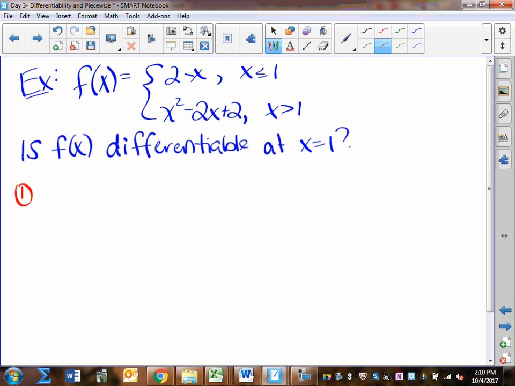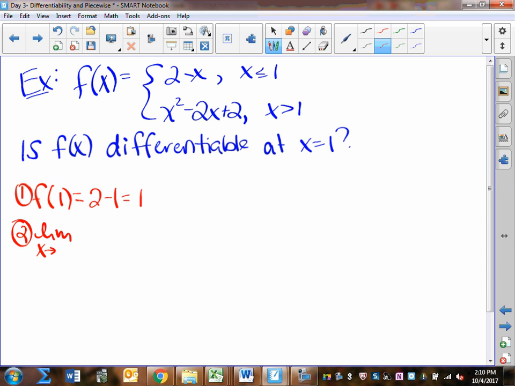Alright, so first of all, do I have f of 1? Yes. Top function or bottom function? Top, good. And we get 1. Do we agree with that? Now, secondly, got to take a look at my limits.